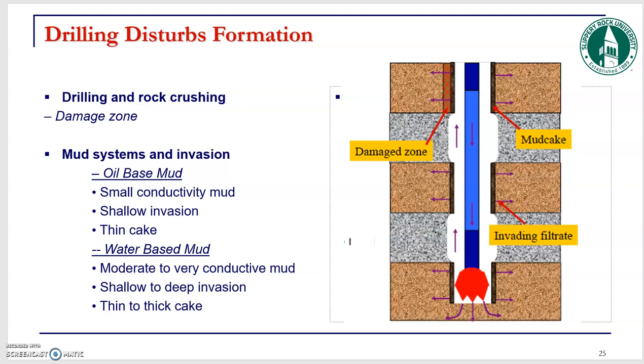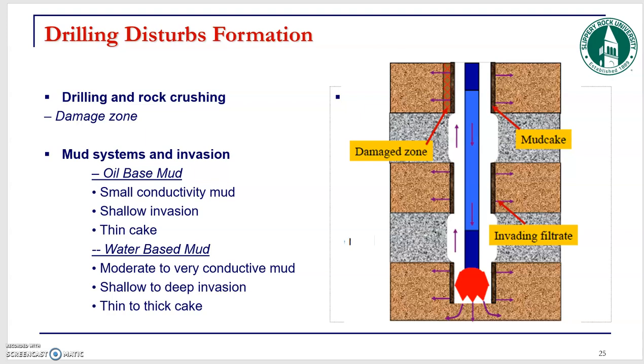Now you might have oil-based mud, in which the main fluid of your drilling fluid is oil. In that case, since oil has low conductivity, it will change the conductivity of the formation close to the wellbore. It drops the conductivity because it's oil which invaded your formation. Now usually oil-based mud has a shallow invasion, so it doesn't go too far and it has a thin cake.